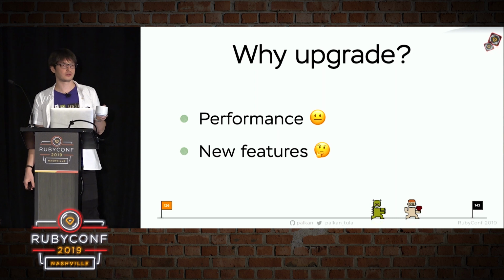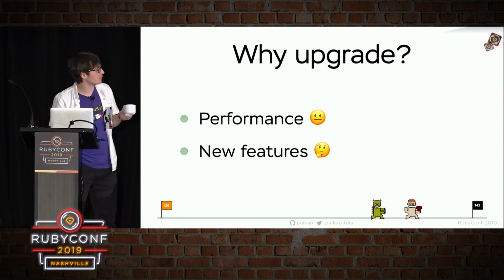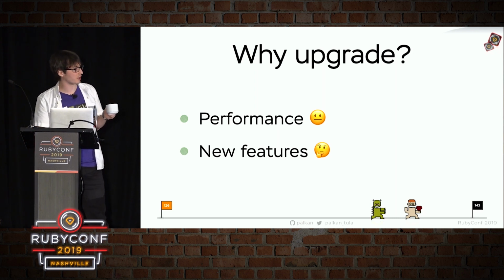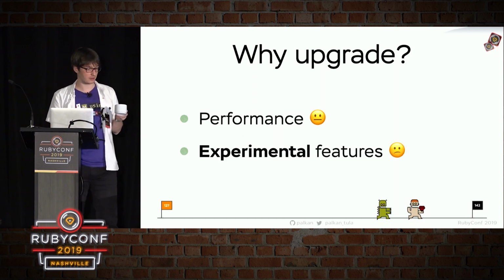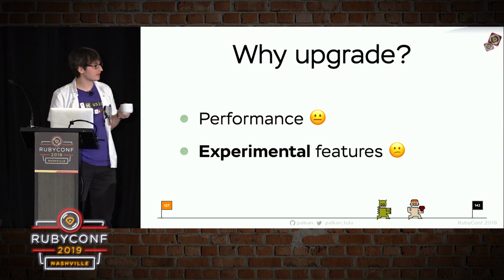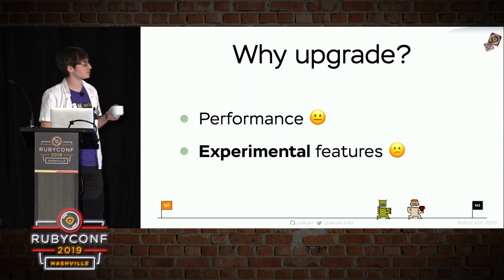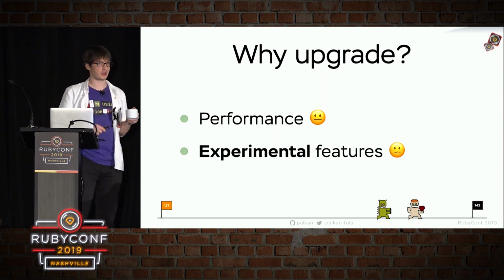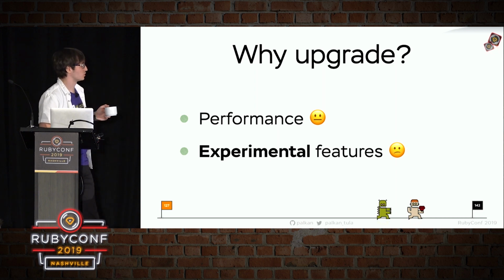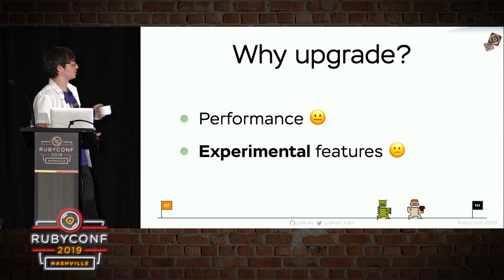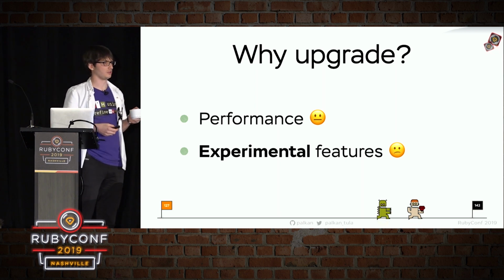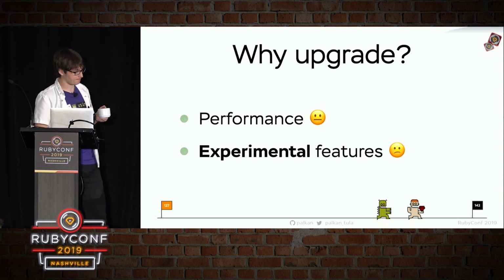Will users start upgrading to 2.7 because we have new shiny features? I don't think so, because they're experimental. And that label changes everything. I'm not going to use experimental features in my 10-year-old monolith, because I don't want to rewrite them the day the Ruby core team decides they no longer need this feature. So I'm not going to use them. That's a problem.